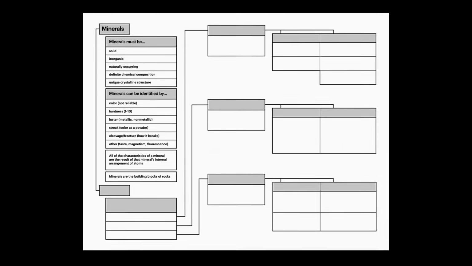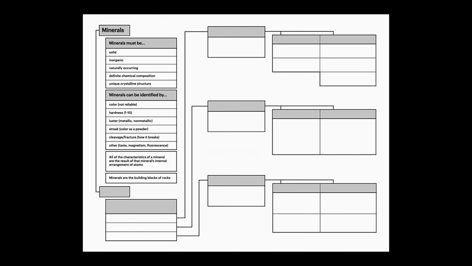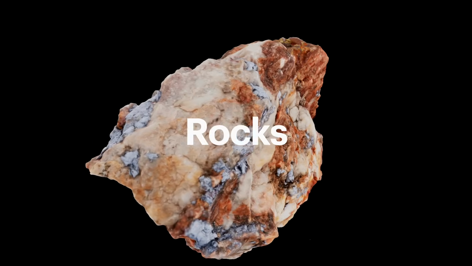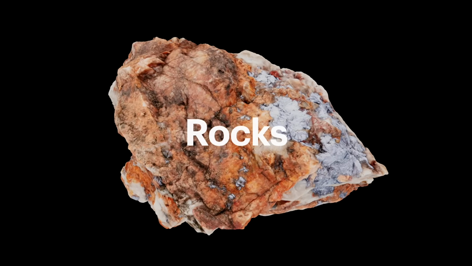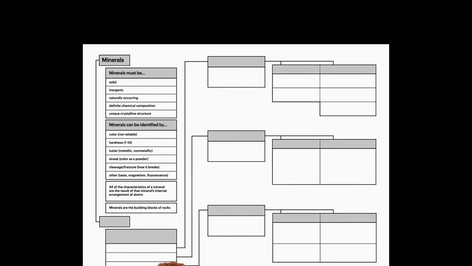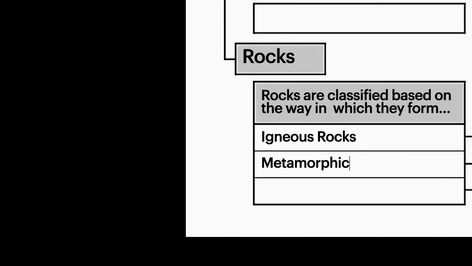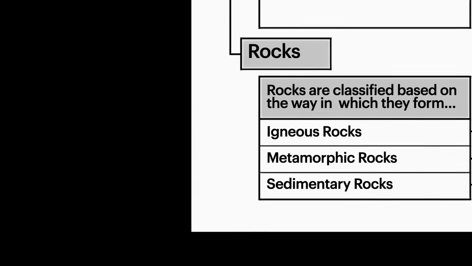So let's flip back to our flowchart, and that brings us to the end of our minerals discussion, which means it's time to turn our attention to rocks. So on our flowchart, down beneath the minerals section, we're going to fill out our heading, and we're going to label that rocks. And what I want to point out first and foremost is that rocks are classified based on how they form. We have three groups of rocks: igneous, metamorphic, and finally sedimentary rocks. These are our three large categories of rocks that exist on Earth.